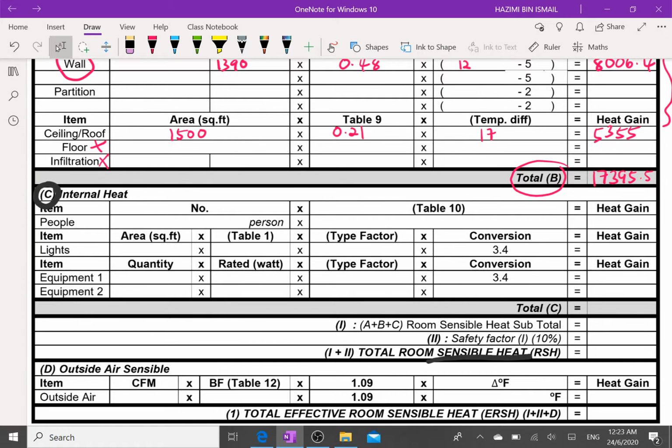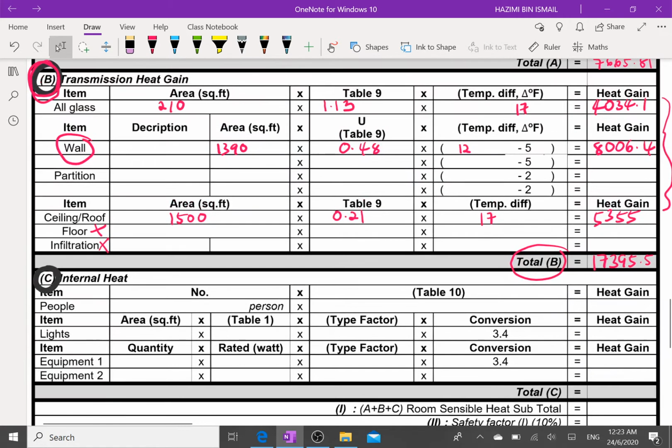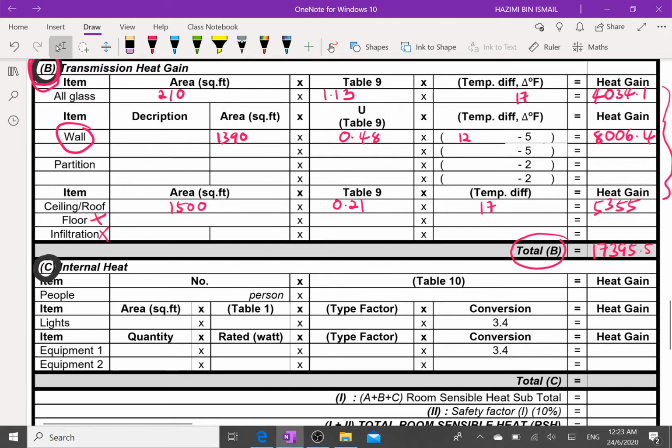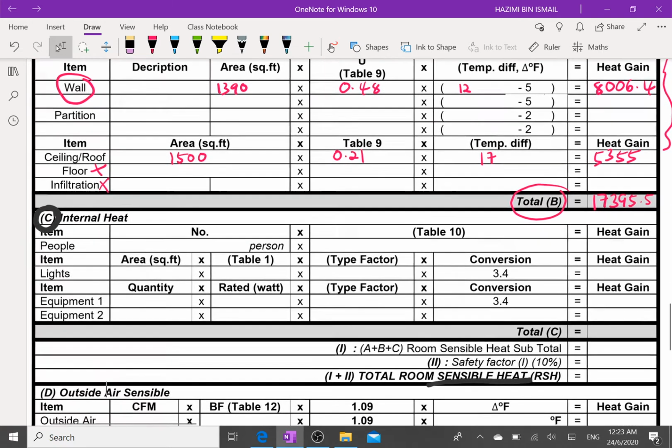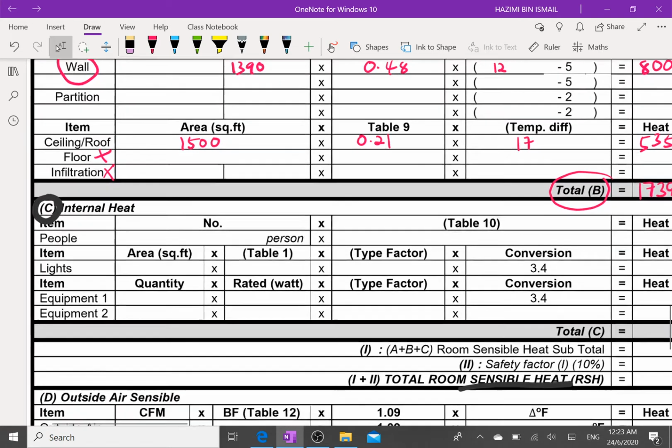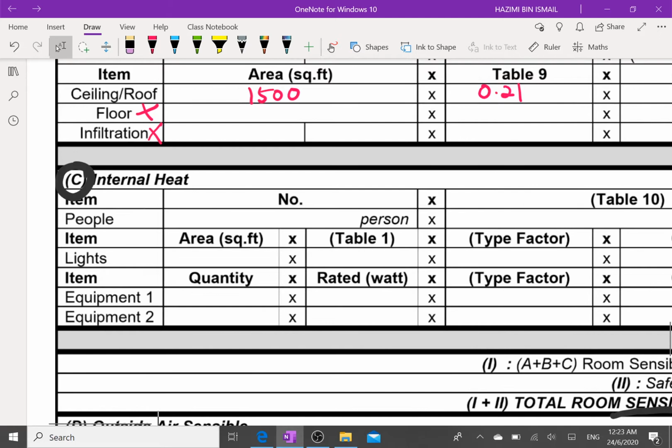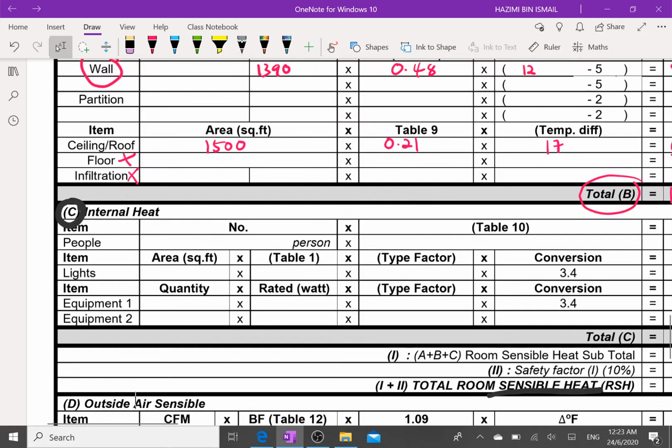Okay, in the last video, we calculated the transmission heat gain by calculating the glass, wall, and ceiling heat gain. For now, in this video, we are going to calculate internal heat.